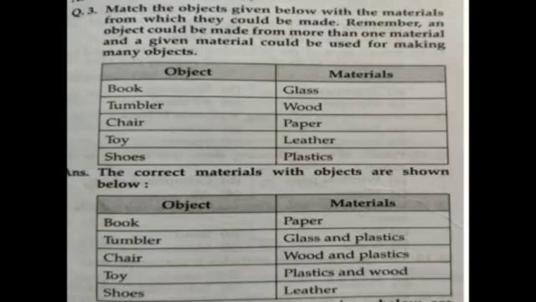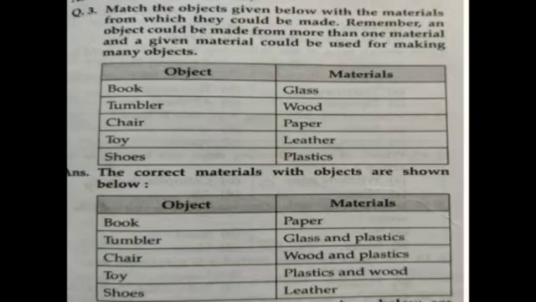So first is book. Book is made up of paper. So you have to select the material from the second column. Book is made from paper. Next is tumbler. Tumbler is made up of glass and plastic. Both you can write.